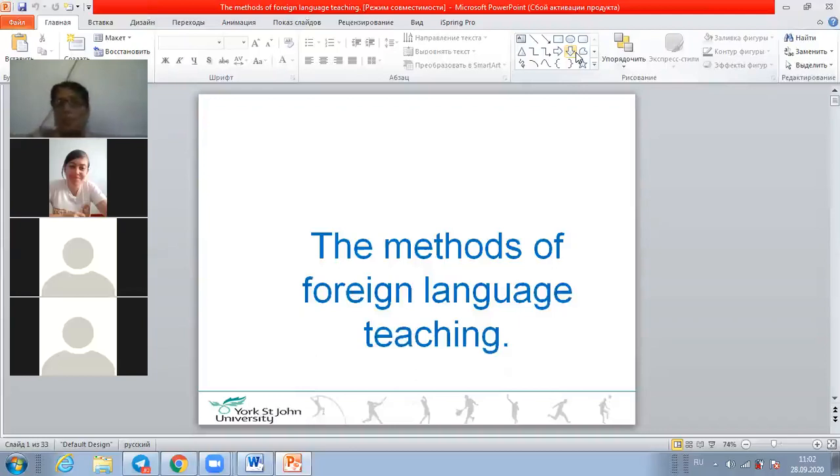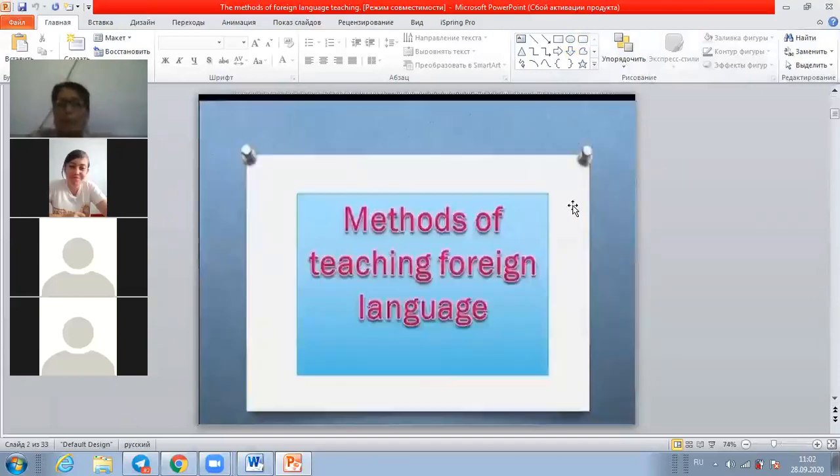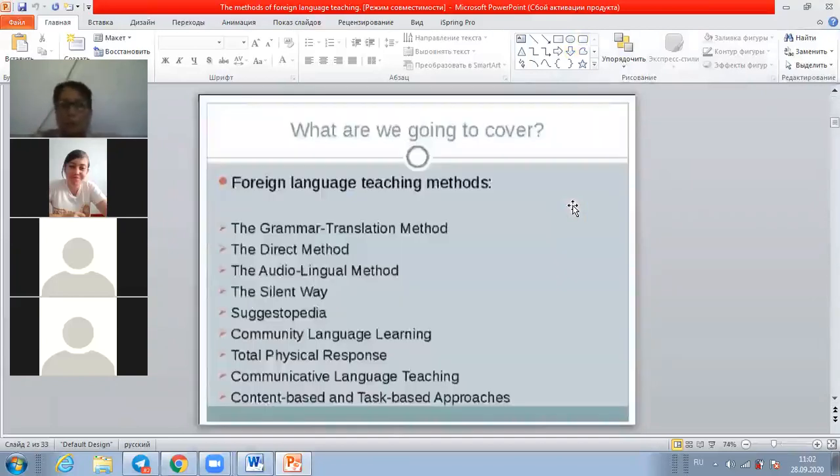This method focuses on the learning experience in addition to the learning of the target language. According to CLT, the goal of language education is the ability to communicate in the target language. It's a very modern and effective way of learning. So let's pay attention to this presentation. Methods of teaching foreign language.